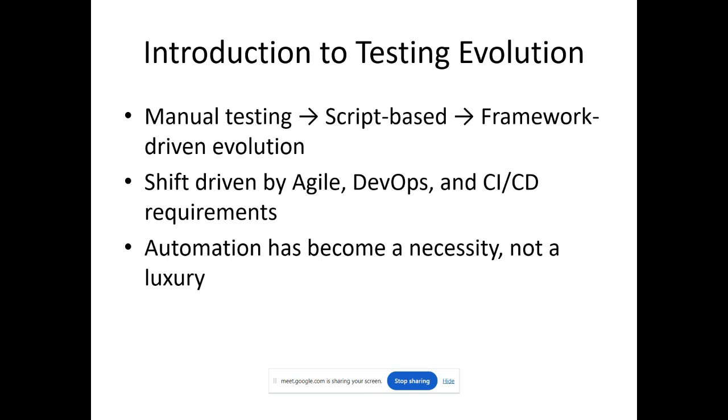So if we talk about the evolution of testing, a few years before, around 2010 and early 2010, there was no automation testing. There was completely manual testing, right? A manual tester needs to write the test case in an Excel or Word document, and then they execute the test case.